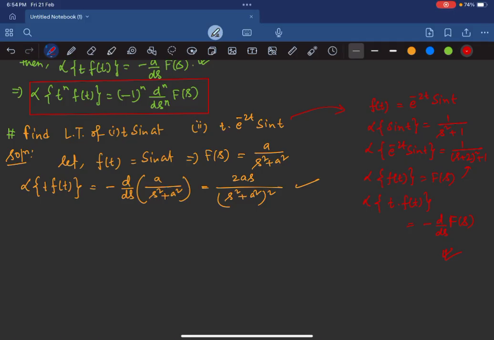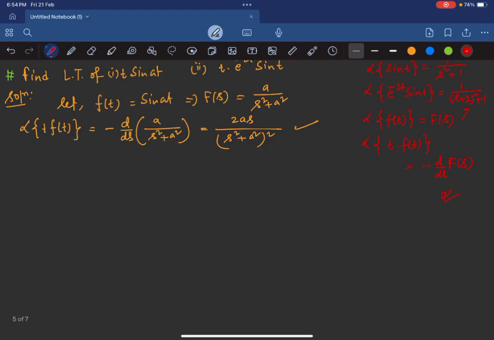Now next, another very important formula or result, you can say, this is the integration of transform.